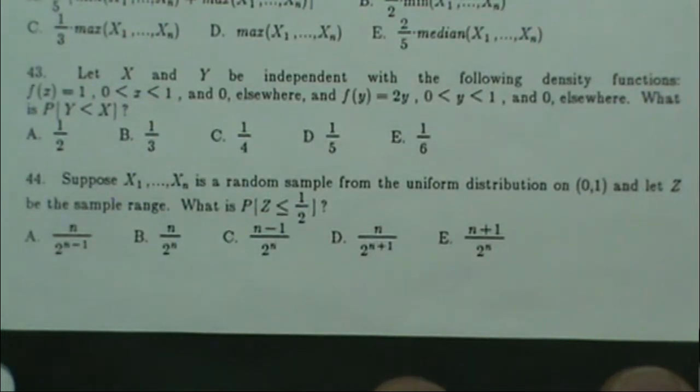Number 44, suppose X1 through Xn is a random sample from the uniform distribution on 0 to 1, and let Z be the sample range. What is the probability that Z is less than or equal to 1/2?